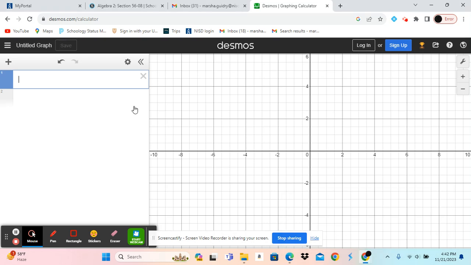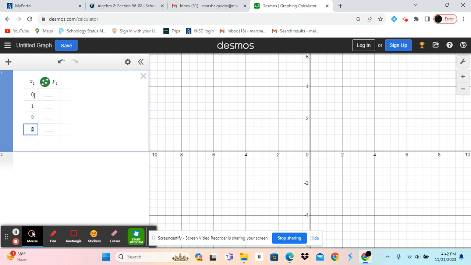So here we go. You're going to click this little plus button, add an item, and you're going to choose table. And our x values represent time. So we had 0, 1, 2, 3, and 4. And the y values were the height of the wrench at those specific times.